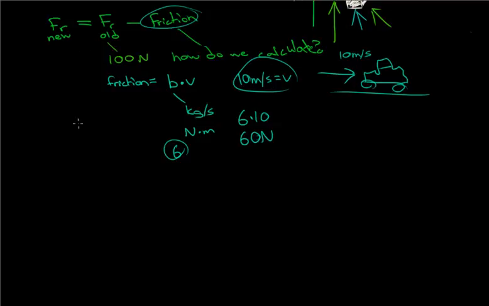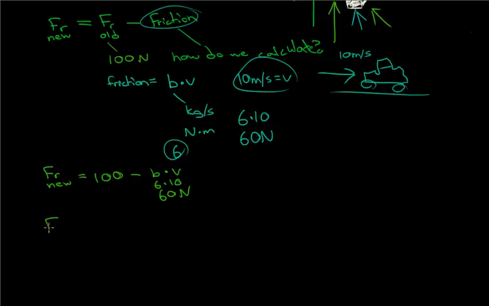Remember, this is just an instantaneous calculation of what the restoring force will be. So we go restoring force new equals, we're taking 100 for our old one, minus b times velocity, and that, of course, equals 6 times 10, or 60 newtons. And we get 100 minus 60 newtons. And let's say our restoring force is, of course, negative. Well, in this case, it might be positive, depending on where you are. So we'll just go 100 minus 60.